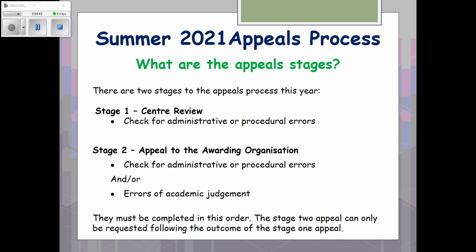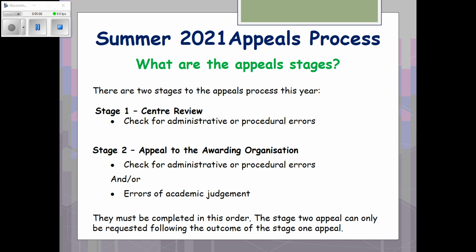So how do we go about the appeals process? The appeals process is now in two stages. The first stage is called the Stage 1 Centre Review, and this is where we as a centre will check for any administrative or procedural errors. Now, in this first stage, we cannot check for errors of academic judgment.